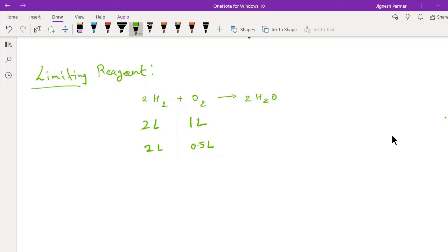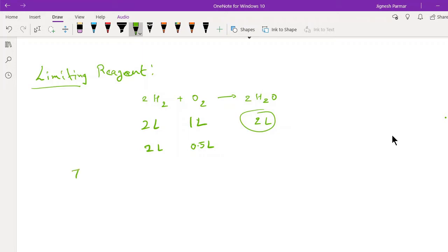So what it seems from here is very clear. 2 is to 1 is the ratio, but here it is 2 is to 0.5. It means this is going to be consumed very fast. The product which I needed should be 2 volumes of water, but when the oxygen is used up at 0.5, this is going to limit the reaction and limit the product of the reaction. It proves to be a limiting reagent, which limits the reaction. That's why such a reagent is called limiting reagent.